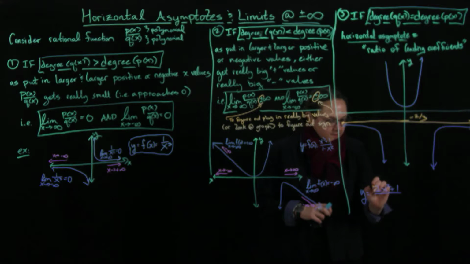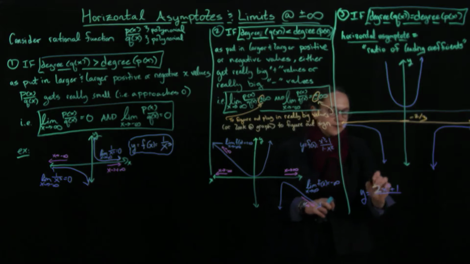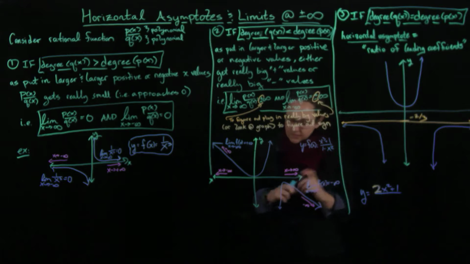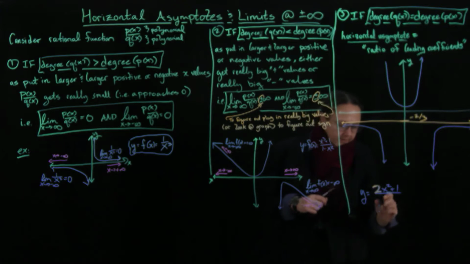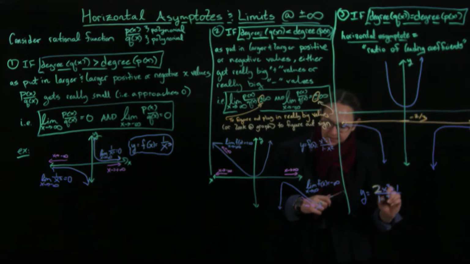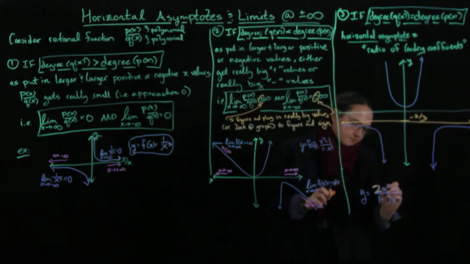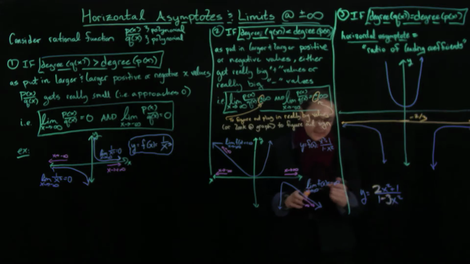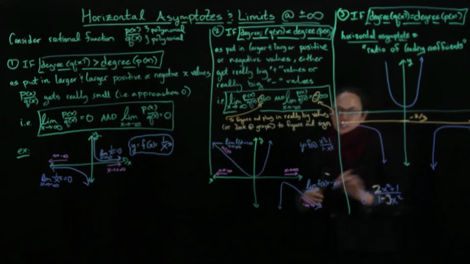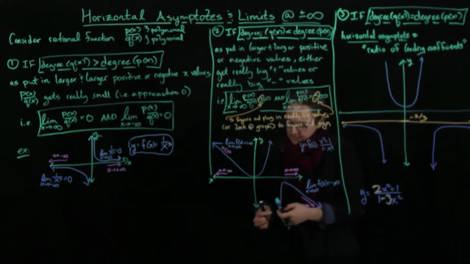So let's highlight for ourselves that this 2 is a leading coefficient on the top, the one that's in front of the biggest degree term there. And on the bottom, I have 1 minus 3x squared. So I have a minus 3 as the coefficient of the leading term there. Okay, so that's where I'm getting that minus 2/3 from. And we're going to see that show up.